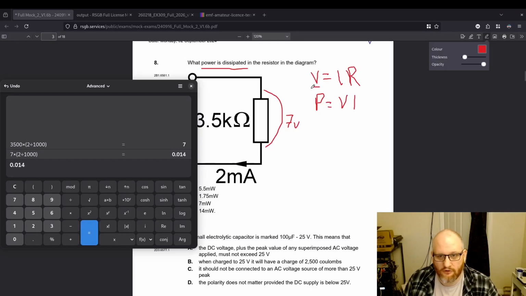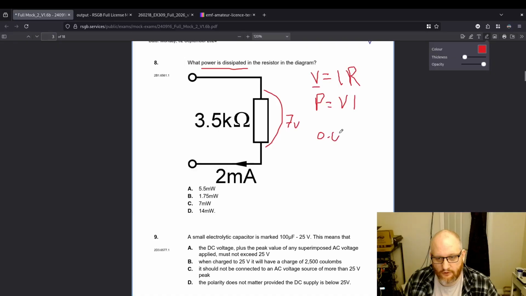0.014. Now, in Ohm's law, V is in volts, I is in amps, R is in ohms. With Watt's law, V is in volts, I is in amps, and P is in watts. So we've got 0.014 watts. We multiply that by 1,000, and that will give us 14 milliwatts, which looks suspiciously like answer D over here.